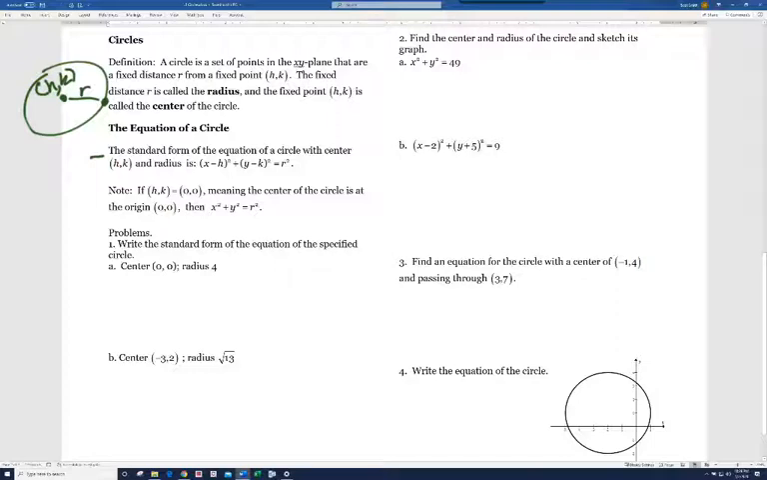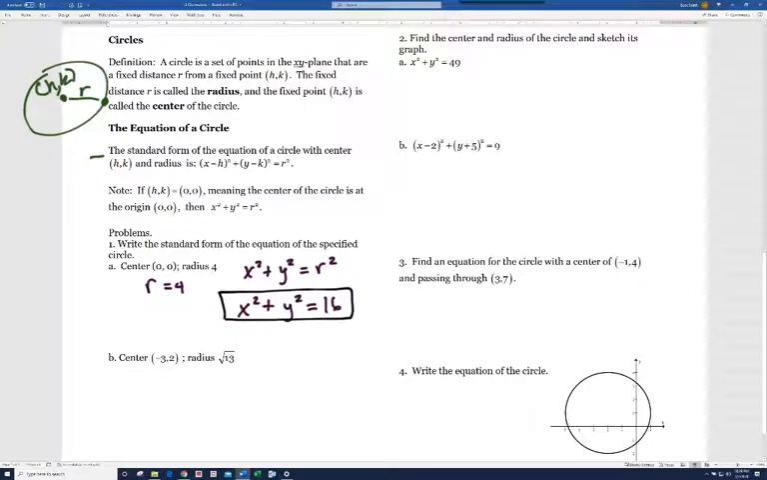So let's go ahead and do some problems here and see how we work with circles. Number 1 says, write the standard form of the equation of the specified circle. So we have a center of (0, 0) and a radius of 4. That tells me I'm going to be using the formula x squared plus y squared equals r squared. Notice here our radius is 4. Of course, 4 squared is 16. And so the equation is going to be x squared plus y squared equals 16. Now, if you want, you can try part B, and then watch the video.